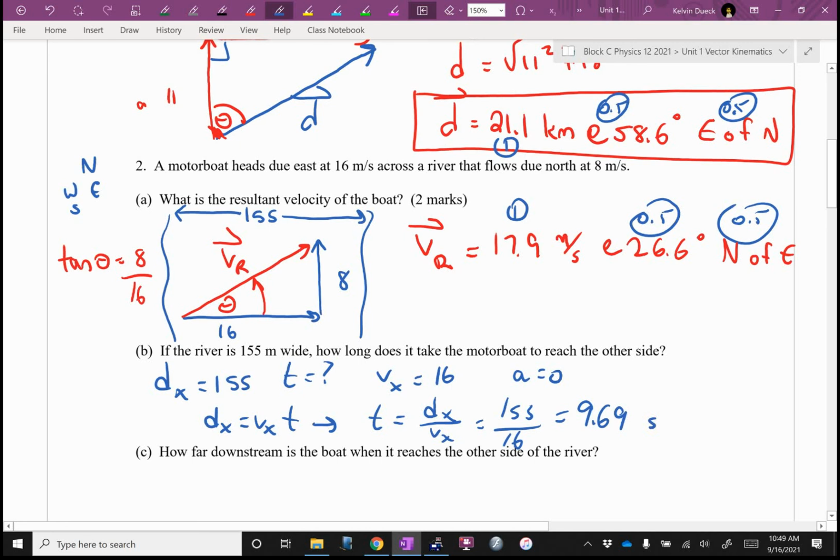Here, 1 mark, because I didn't have 2 marks in brackets. So that's worth 1 mark. In terms of part marks, I would probably give you a half mark if I saw that, and then a half mark for the answer. But 1 mark for the answer.